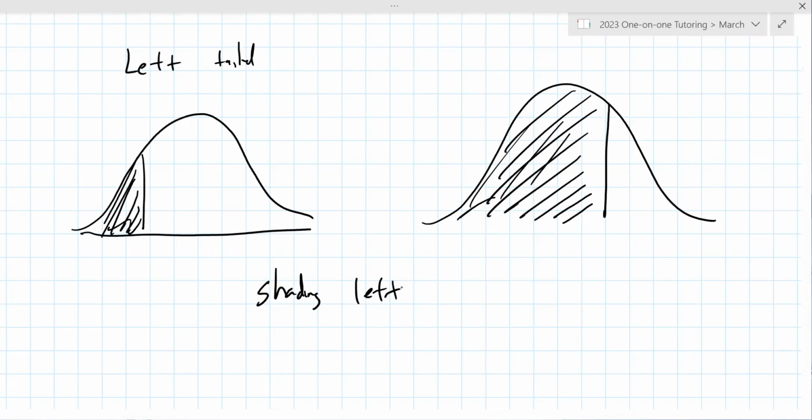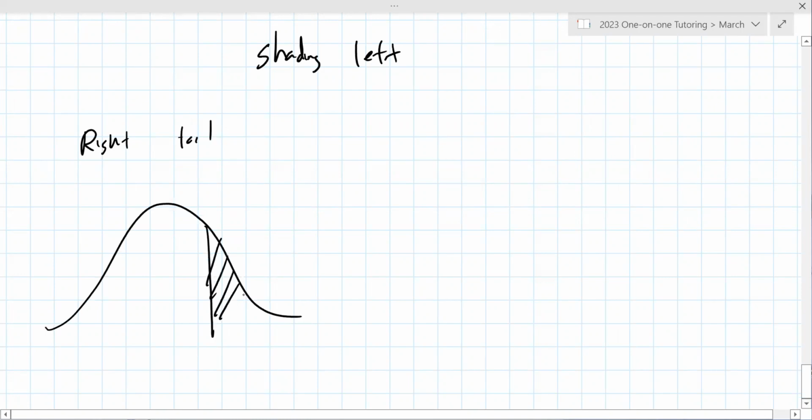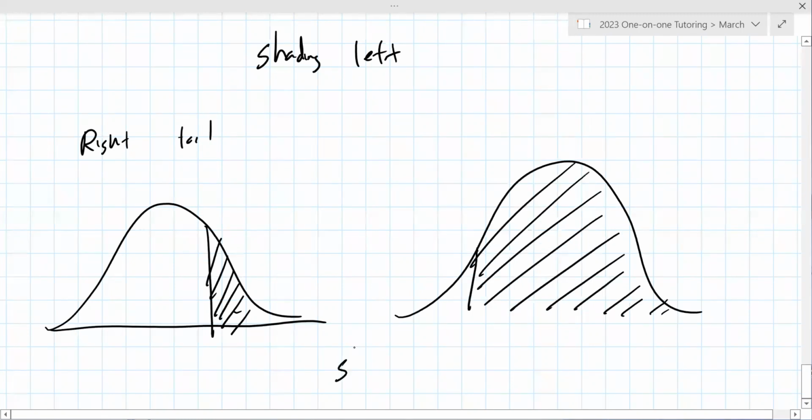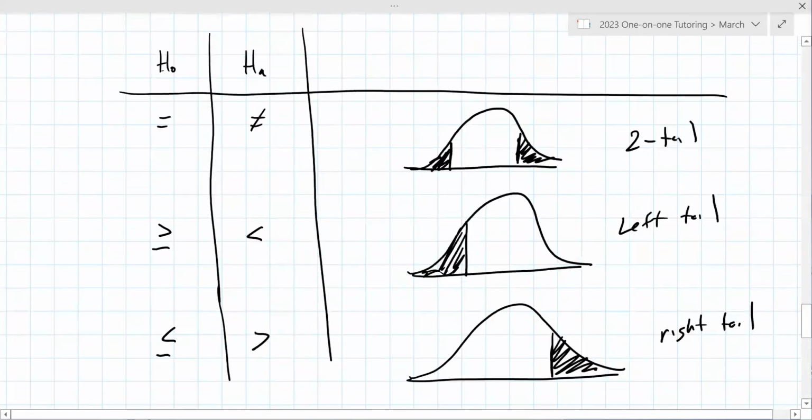Okay, is that clear? Yeah. And then same thing with right tail. There's the one that we like, which is everything to the right of that. That's great. But it could also be that you're way over here and you're still shading everything to the right. You're shading right. And that always, always, always comes from the alternative. The shading comes from the alternative hypothesis.